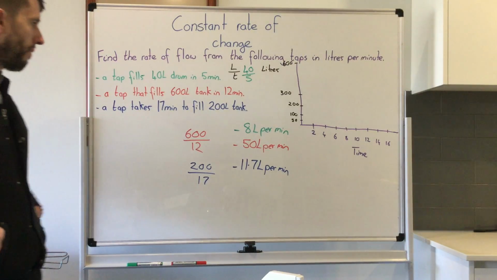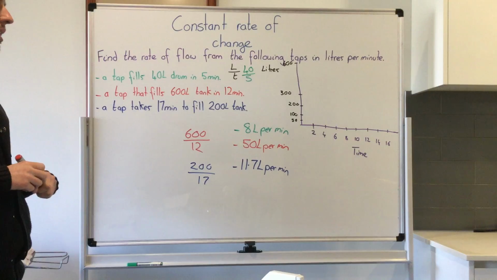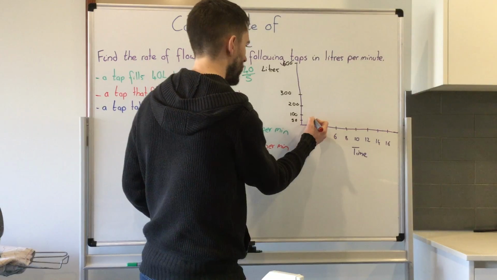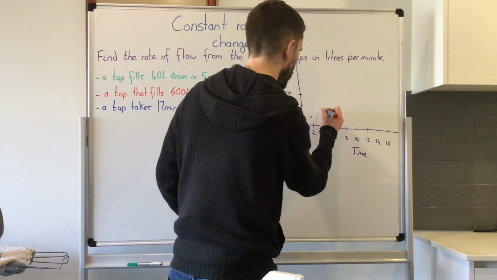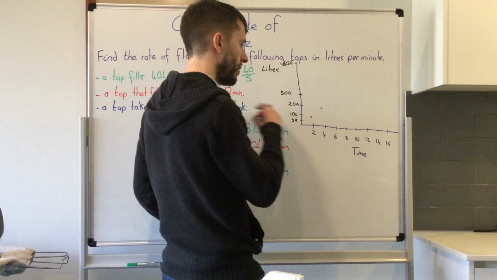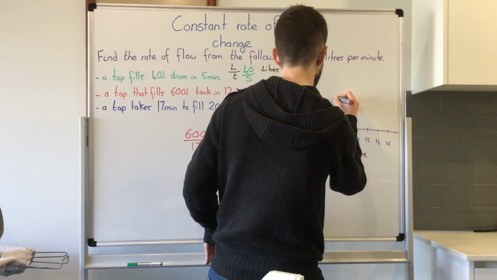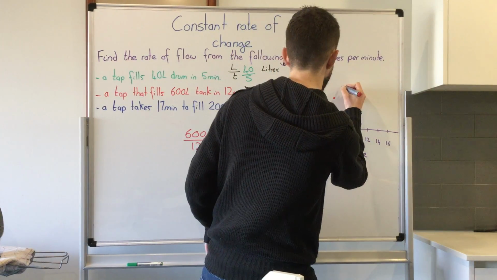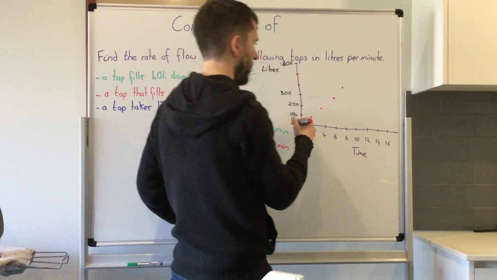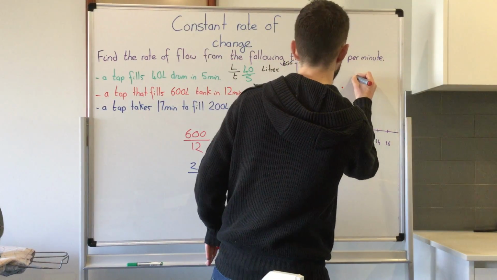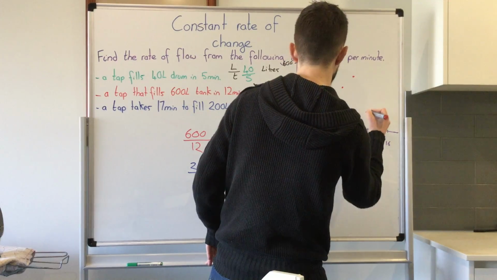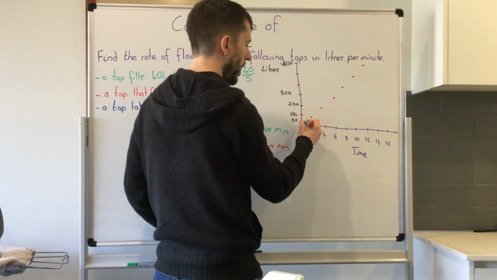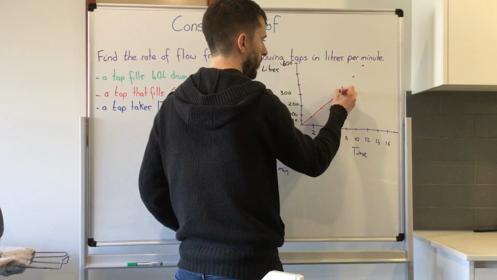So if I'm going to graph these, I'll start with the middle one. I know it goes up by 50 litres per minute. So 2 minutes, it's at 100. 4 minutes, it is at 200. 6 minutes, it is at 300. 8 minutes, it is going to be at 400. 10 minutes, it will be at 500 litres, and 12 minutes will be at 600. So I have my straight line graph.